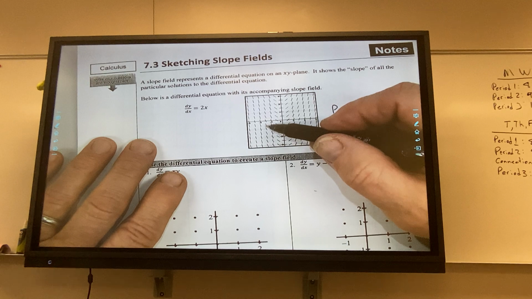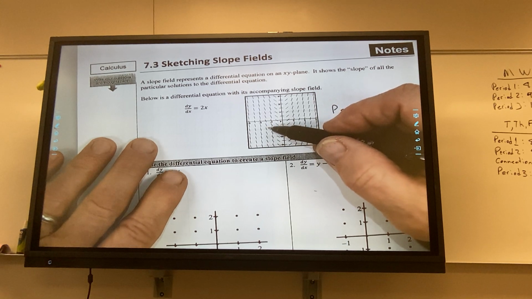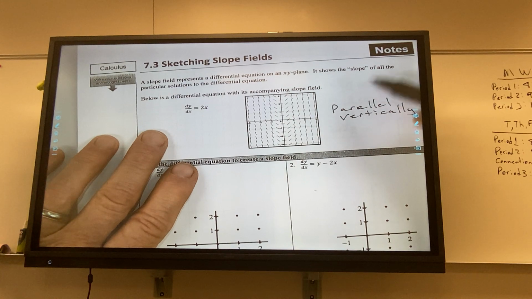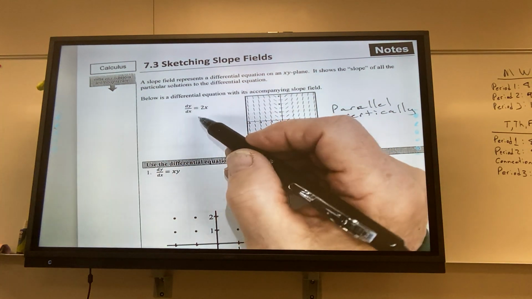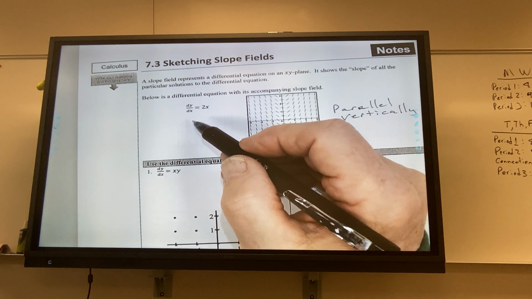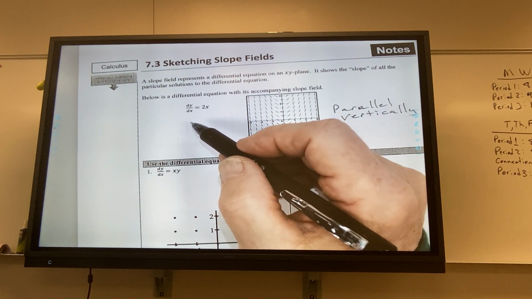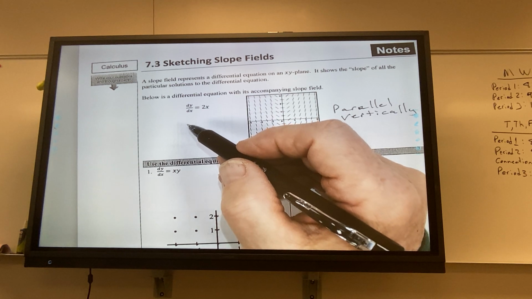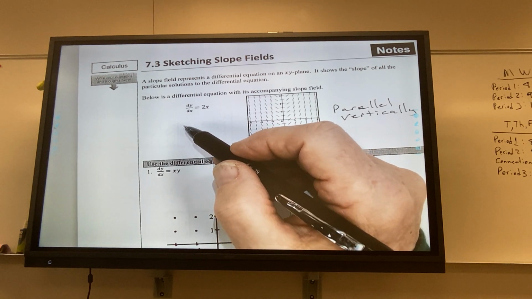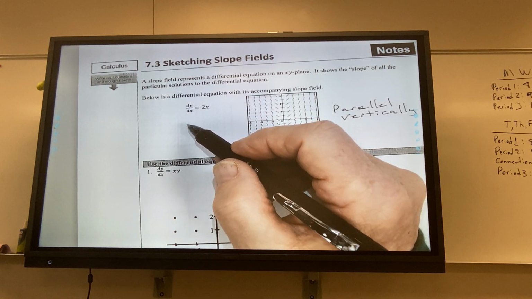Because you got to say, okay, on the AP test, they're going to give you a differential equation. They're going to say, which one of these graphs is this differential equation? Well, if it's in terms of x, I look up and down to see if they're parallel. Does that kind of make sense to everybody? Likewise, if they're in terms of y, it's going to be the same as you go left and right, so they'll be parallel horizontally. Okay, did I explain that all?